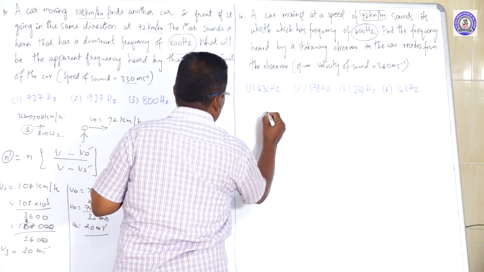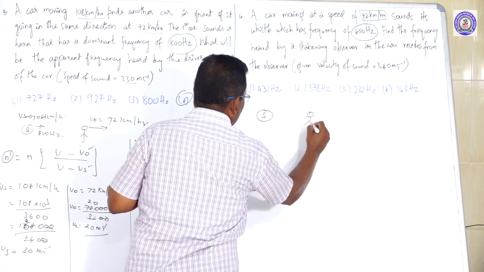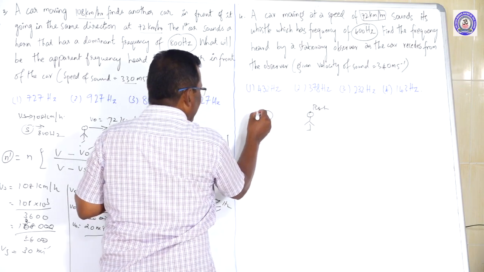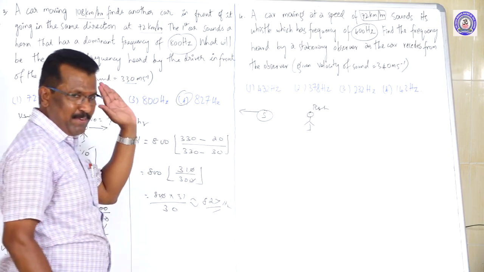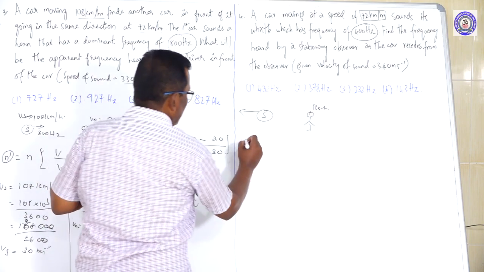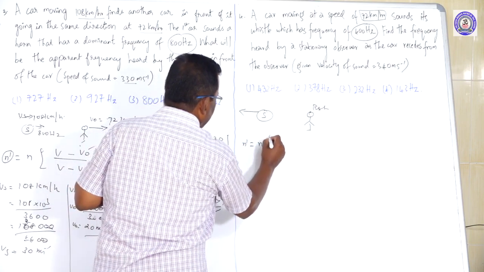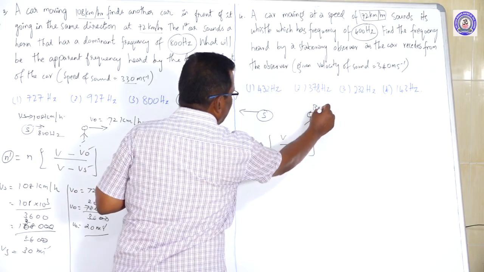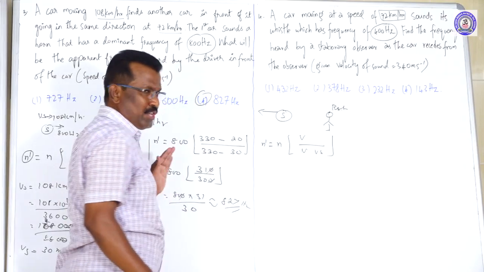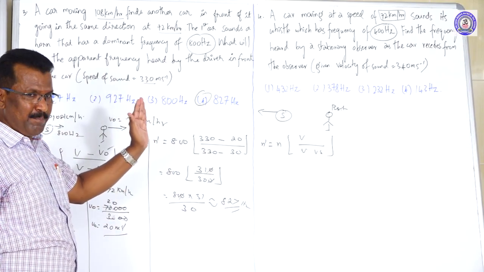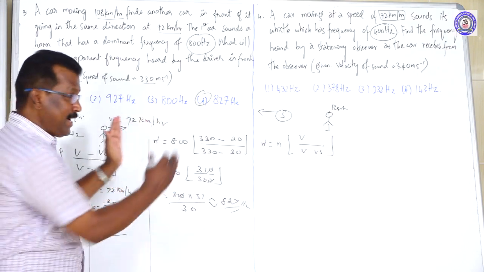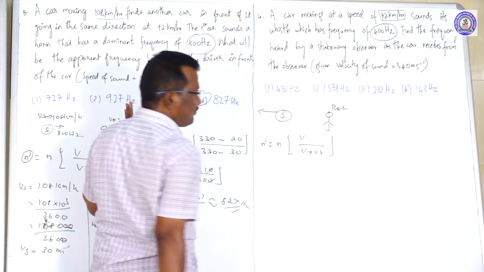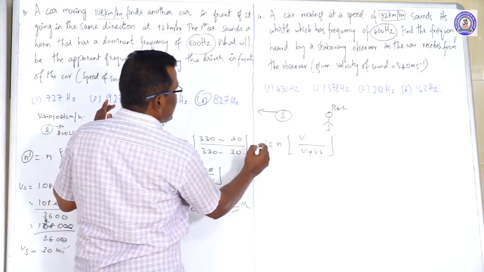So this is the source, and this is the observer. Now the observer is at rest. The source recedes away, moving away from the observer. So n prime is equal to n v minus vo divided by v minus vs. Observer is at rest, so vo is 0. The source is moving from right to left. If it is right to left, it becomes a positive sign.